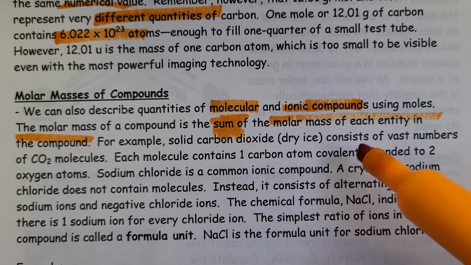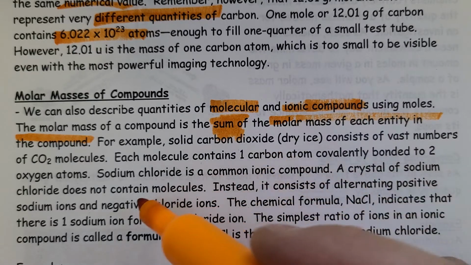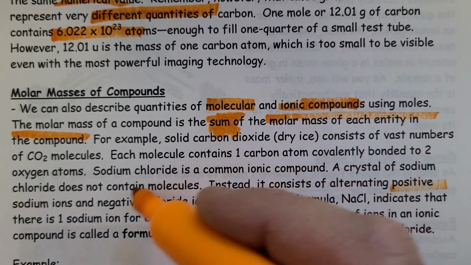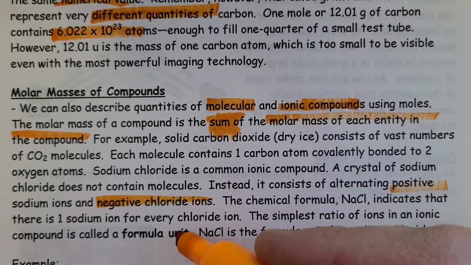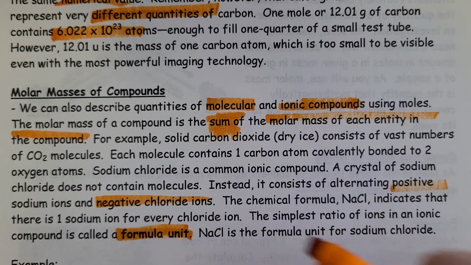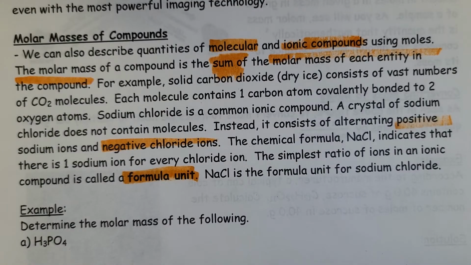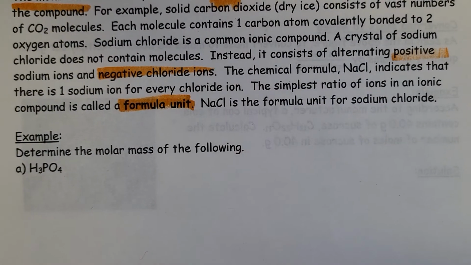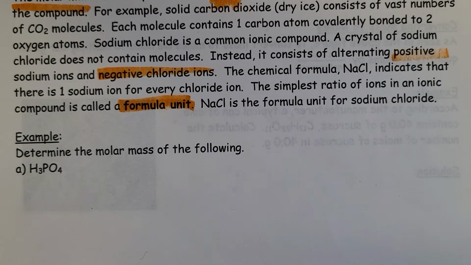Sodium chloride is a common ionic compound. A crystal of sodium chloride does not contain molecules. It has alternating positive sodium and negative chloride ions, but we call that a formula unit. So 1 sodium and 1 chloride represents a formula unit. To figure out the molar mass of these, it's quite simple, similar to what we did earlier.